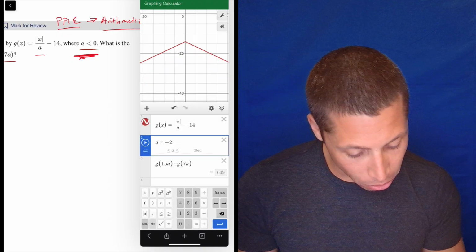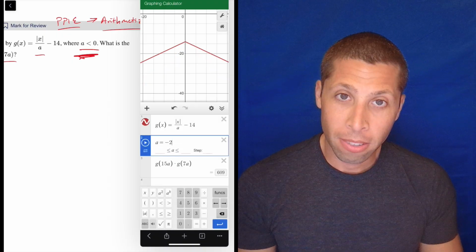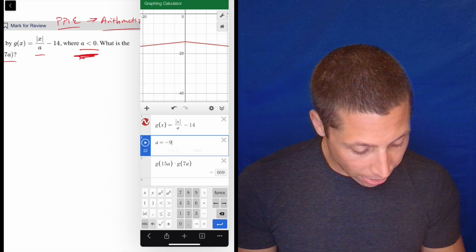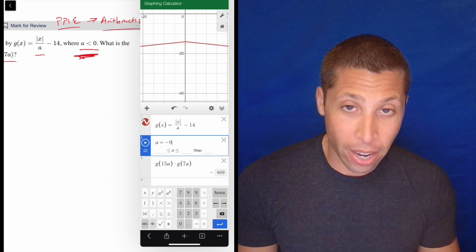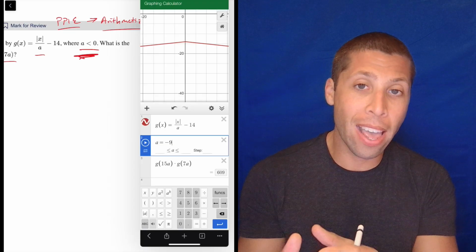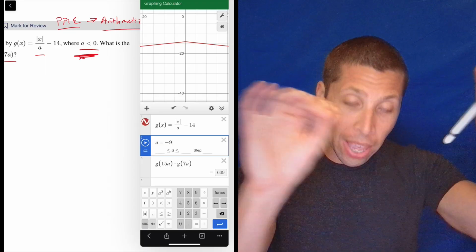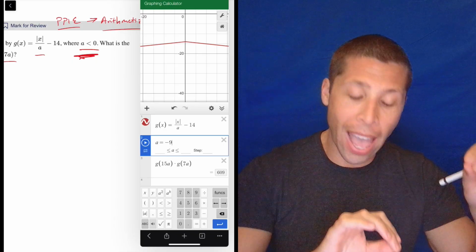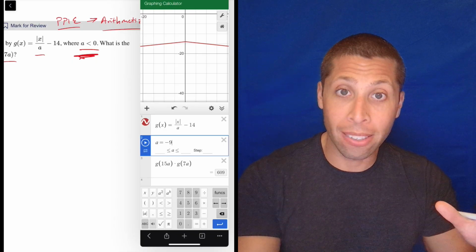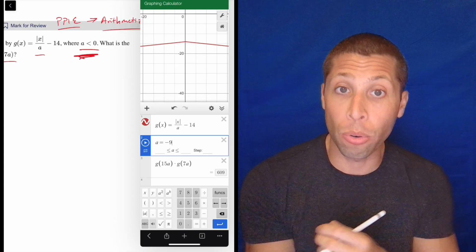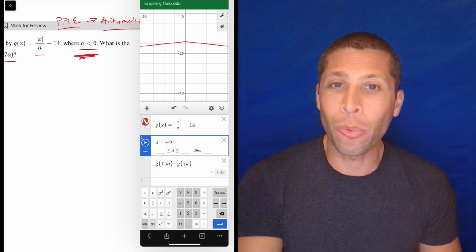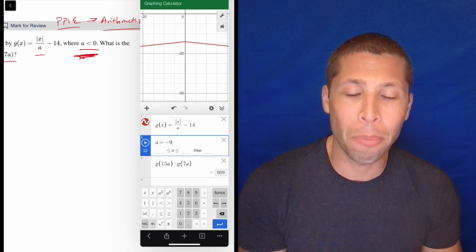So let's just make it negative 2. You can see it's still 609, right? What if it's negative 9? Still 609, right? So what happens is when we make that a different number, all the a's in the equation and in the g of 15a piece are going to be swapped in with the new number. It does that automatically so that we don't have to manually keep changing the number in all these different places.